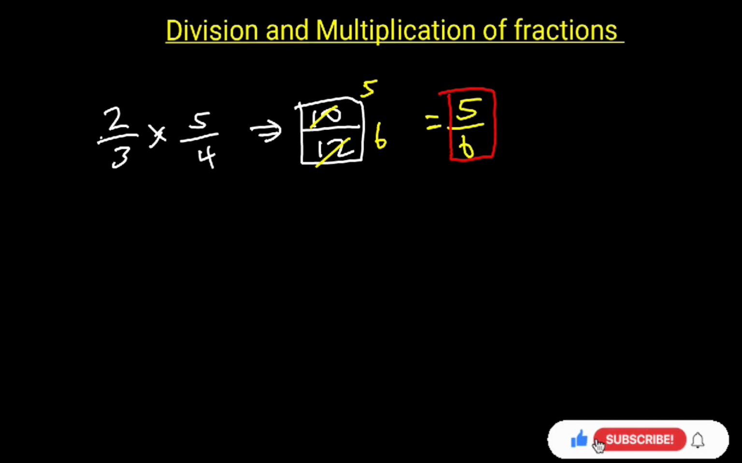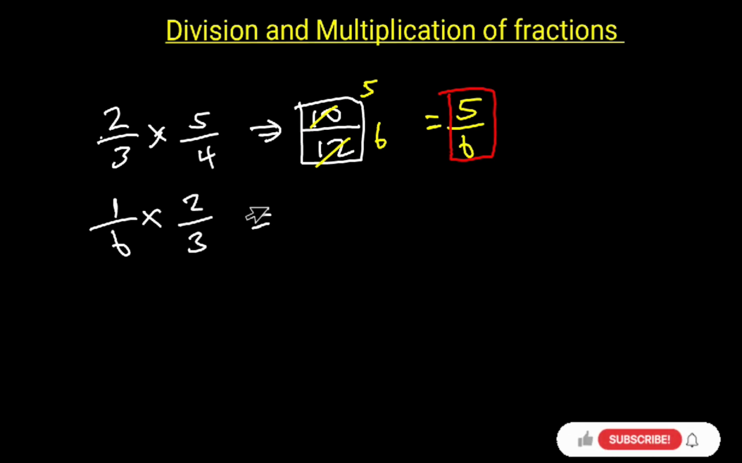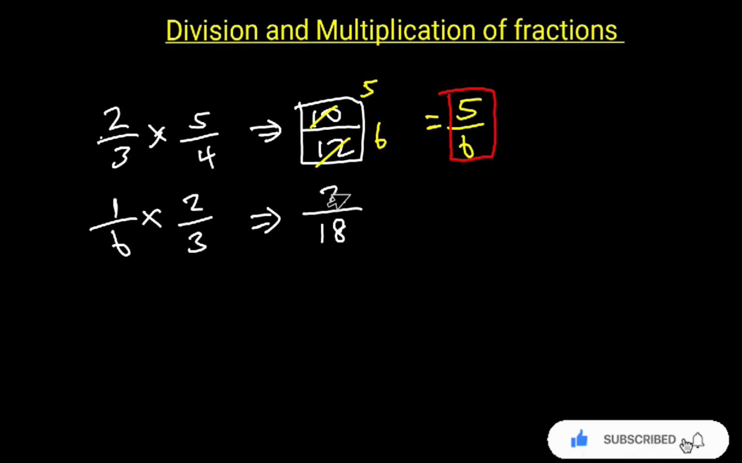So let's multiply 1 over 6 and let's say 2 over 3. The same way we perform this operation, this one is going to be 1 times 2 is 2 over 3 times 6 is 18. So let's further reduce this to its simplest form. 2 into itself is 1, 2 into 18 is 9, and so we're going to have 1 over 9.